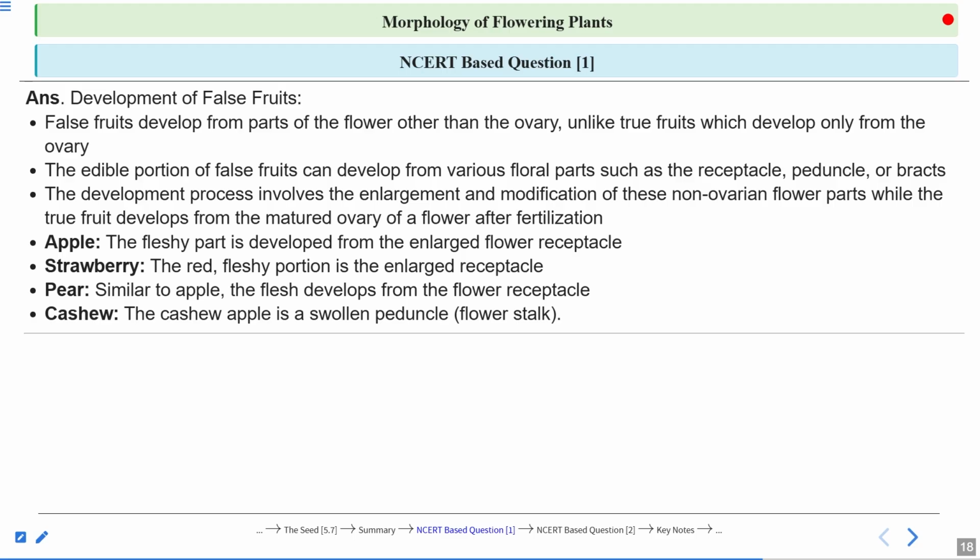Cashew, in Hindi we say kaju. The cashew apple is a swollen peduncle, the flower stalk, the peduncle part. Okay.